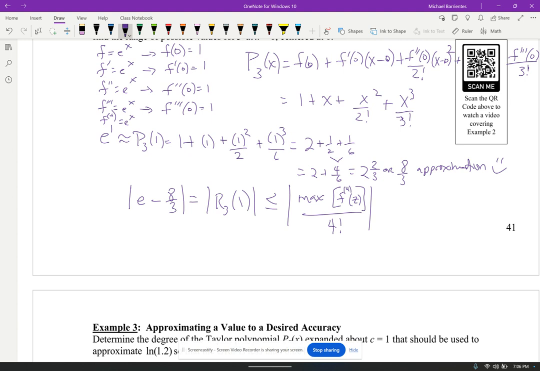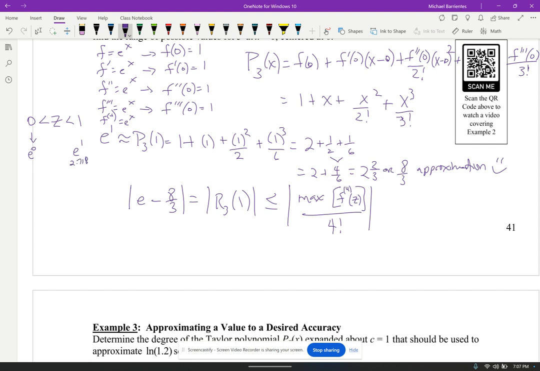Well, what's the maximum value of e to the x? Oh, wait. Remember, this z value should be between my center and my x value. Well, if I'm taking the fourth derivative, which is e to the x, that means the lowest value here is e to the 0, and the highest value is e to the 1. But I can't use e to the 1 because that's part of what I'm looking for, right? I'm trying to approximate e to the 1. So that's kind of weird. Remember, e to the 1 is about 2.718.